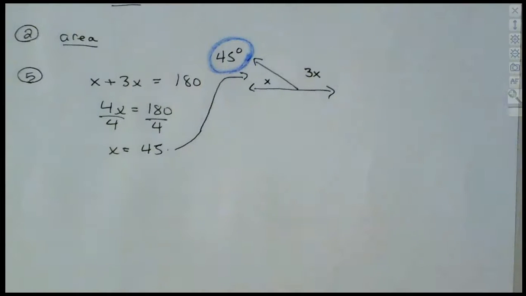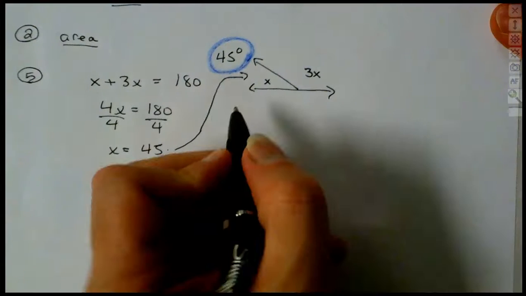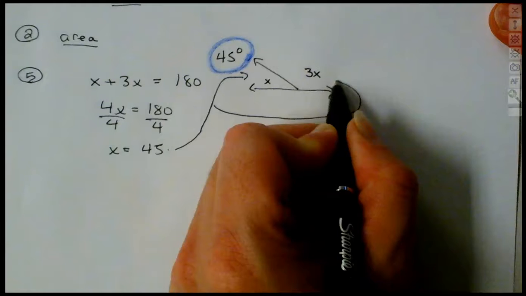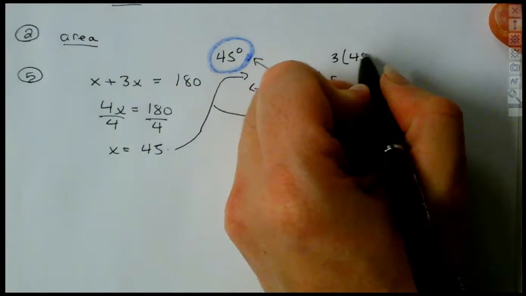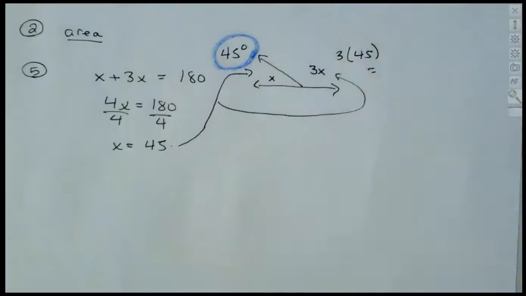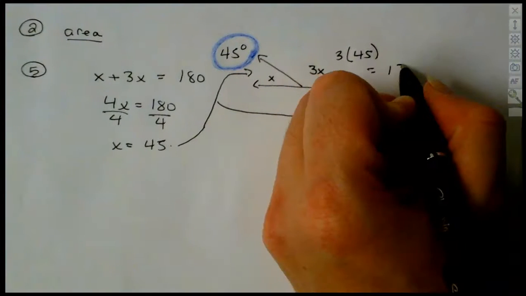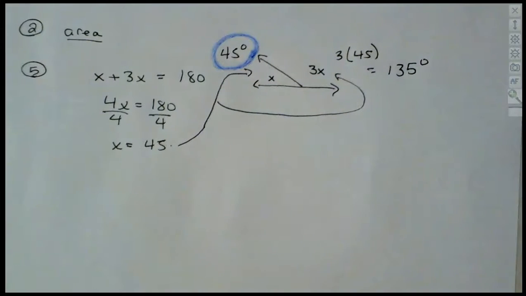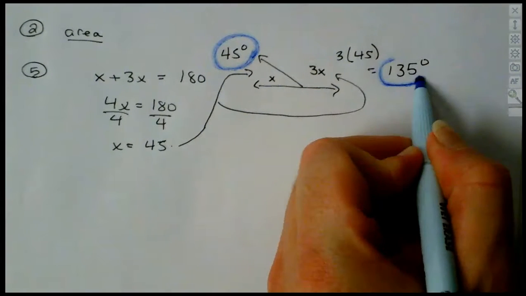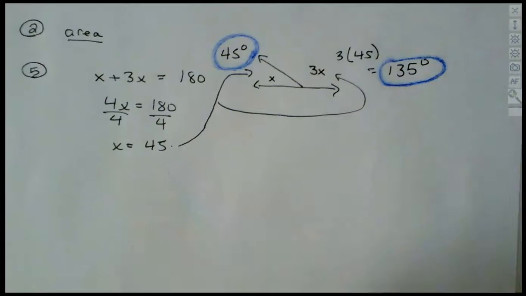And what about the other one? All right, well, the other one, we're going to plug in that 45 again. And 3 times your 45, that should give you what? 135, I believe. And that's going to be your second answer. So those two would be your answers. We do not just stop at x. All right? Once you have x, you have to plug it back in. And that's where students make mistakes.